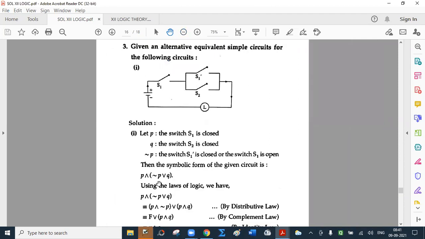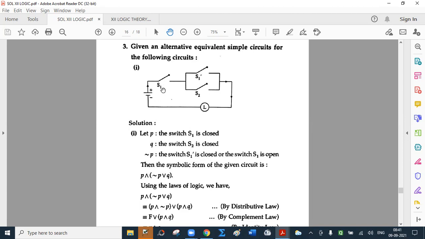See, many students directly say that a symbolic form of the given circuit is, you won't get marks for that, because in the circuit you can see S1, S2, S1 dash. So how can you directly write P? So you have to begin with, let P stand for the switch S1 is closed, Q, the switch S2 is closed, so not P will stand. Now why write not P? Because S1 dash is also given. So not P will stand for the switch S1 dash is closed, or switch S1 is open.